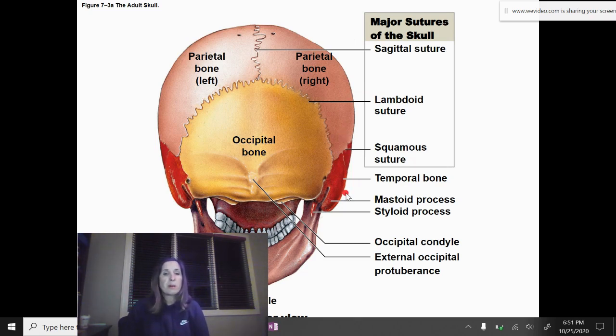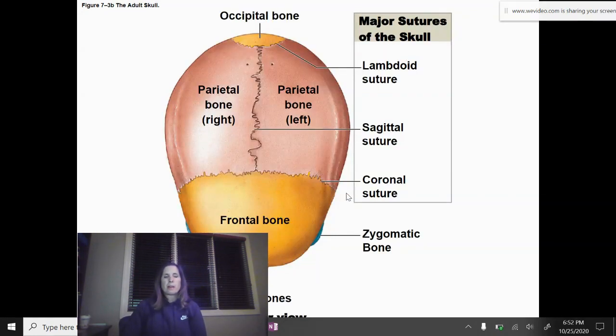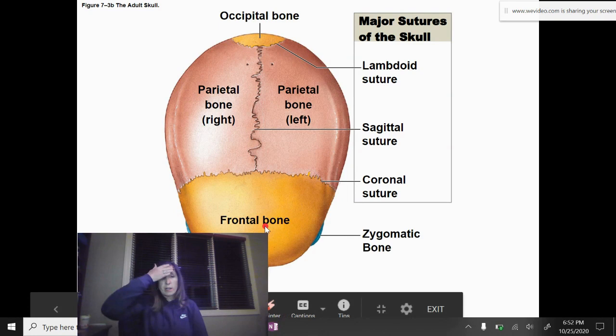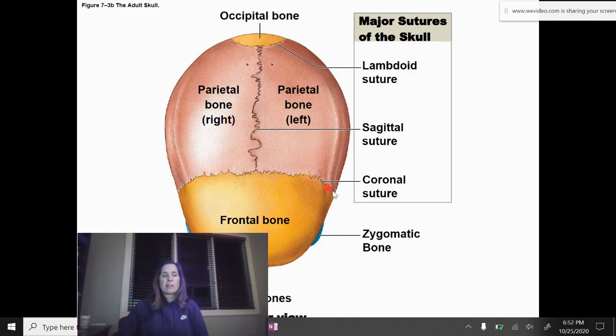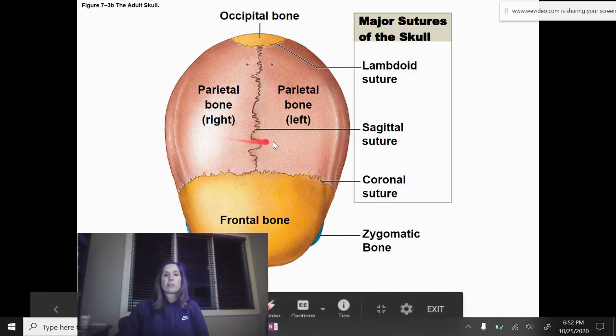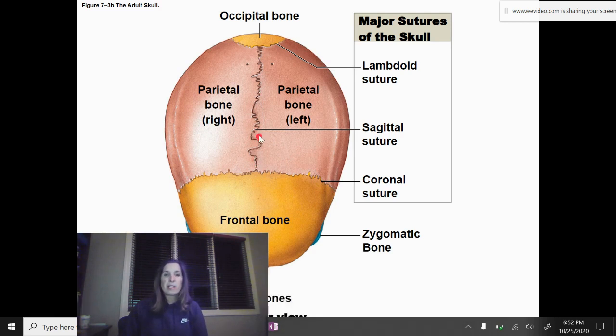Now, there are some other things you have to know on here, but right now you should be trying to learn the sutures. Okay, so this is a superior view. We're kind of looking down. The frontal bone is right here. And this is the coronal suture right here. I always think of it like your crown. This is where your frontal bone comes together with those parietal bones. There again is your sagittal suture. And you can see a little bit of the lambdoid suture as well.